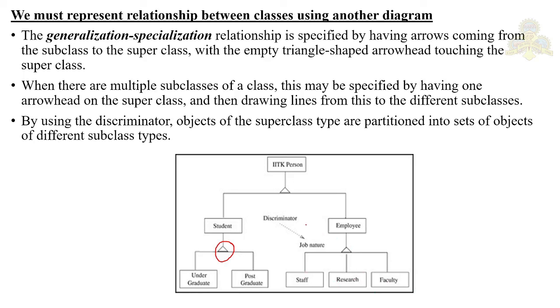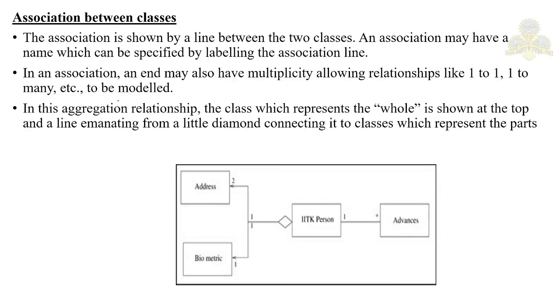This discriminator says that the objects of the superclass type are partitioned into sets of objects of different subclass types. This is one way of representing this relationship. We have different types again. The next one is association between the classes. How can we represent an association relationship? It is shown by a line between two classes, and the association may have a name, which can be specified by labeling the association line.